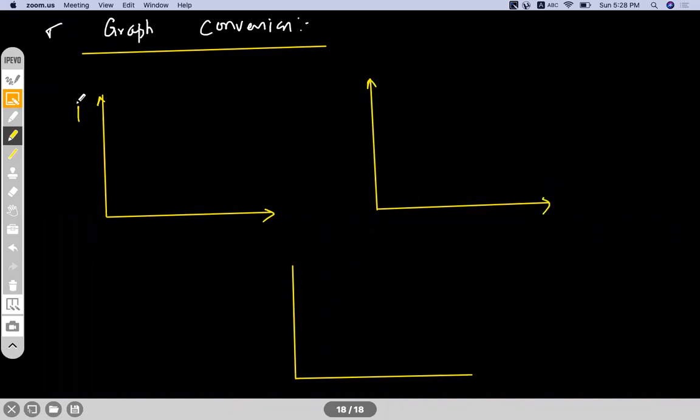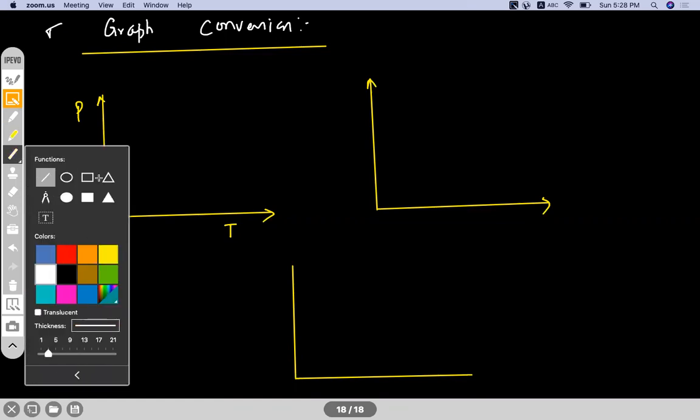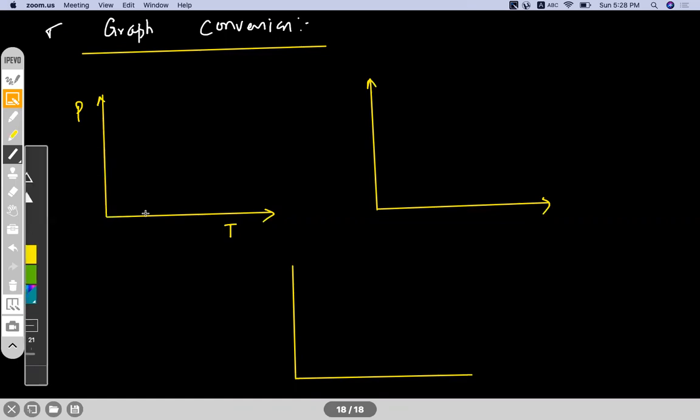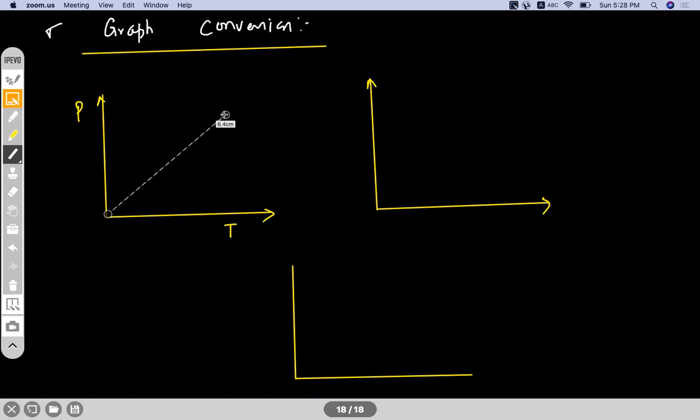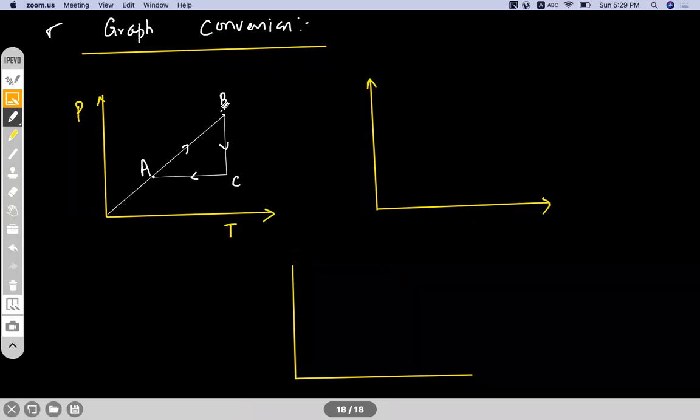Now you see, suppose we have been given a PT graph. The PT graph starts from origin. This is point A. This is B. This is C. Process is this only, right? I have just drawn this line to the origin so that you understand that this line passes through origin, just for this information. This is the PT graph given. You need to convert this graph into PV first.